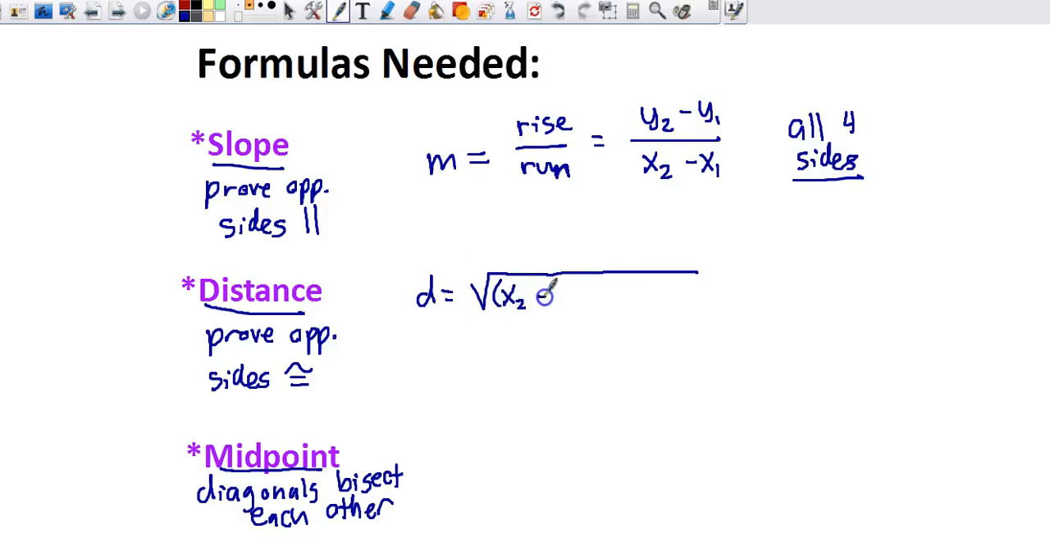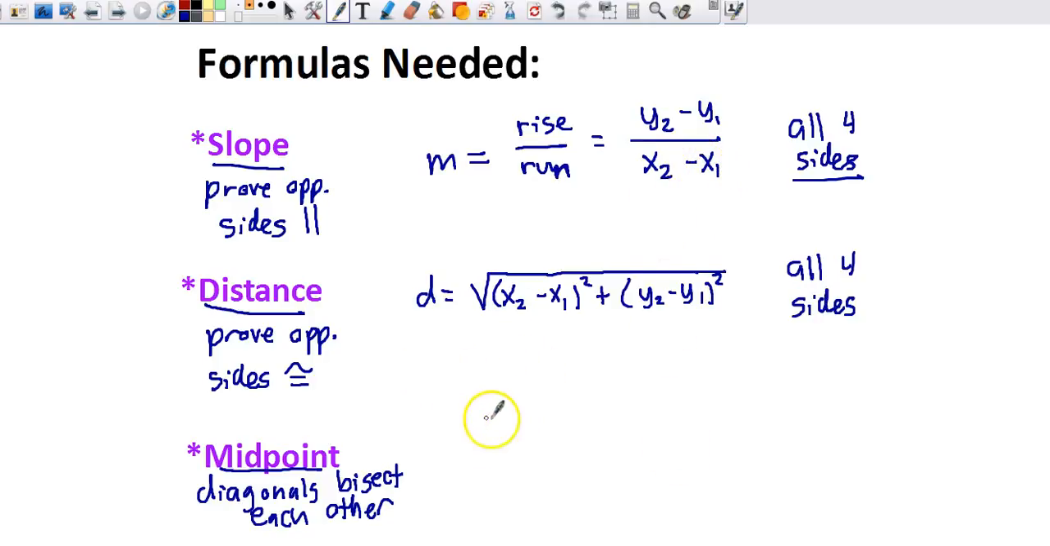It's the difference in your x's squared, which comes from the Pythagorean theorem, plus the difference in your y's squared. Then once you square them and add them, you take the square root. That's your distance. Again, we do that for all four sides, so we can compare and say, do the opposite sides have the same distance? So are they congruent or not?